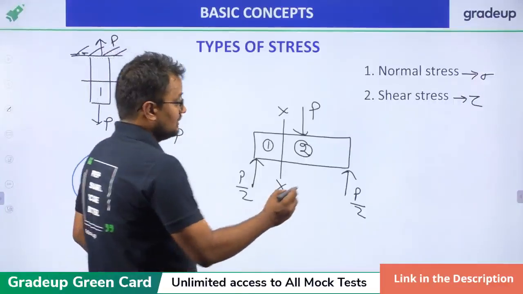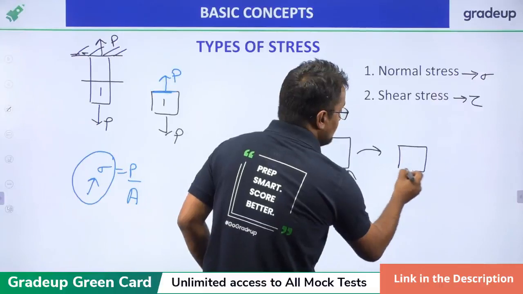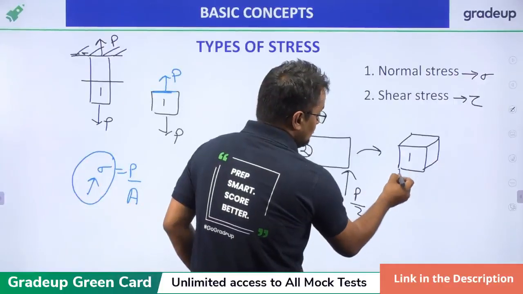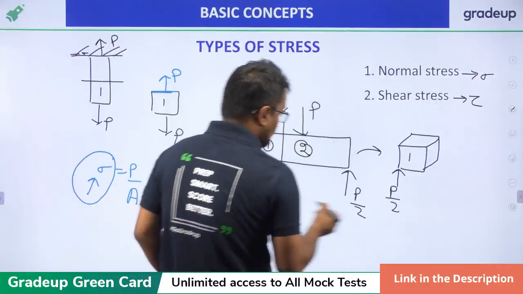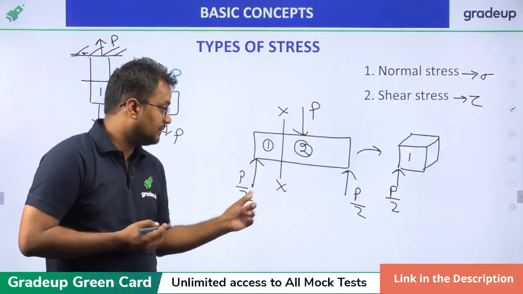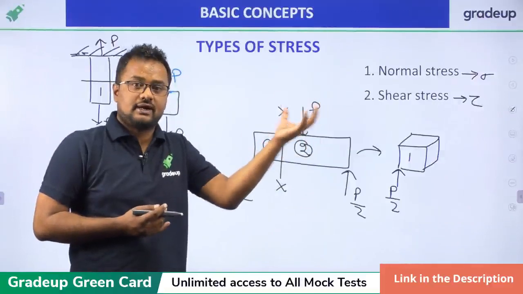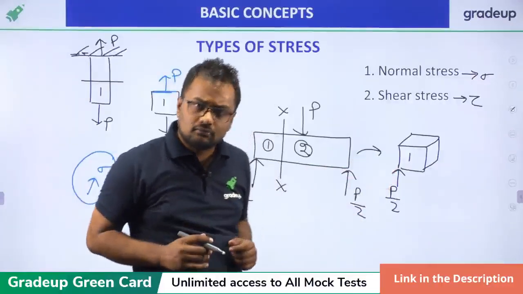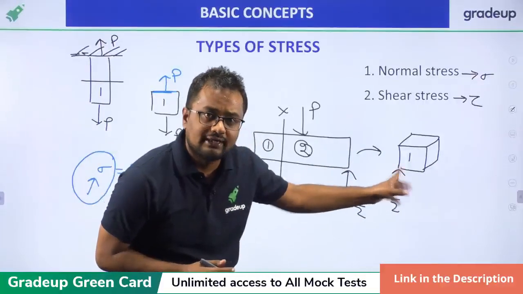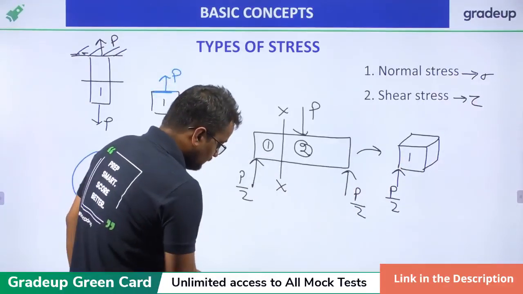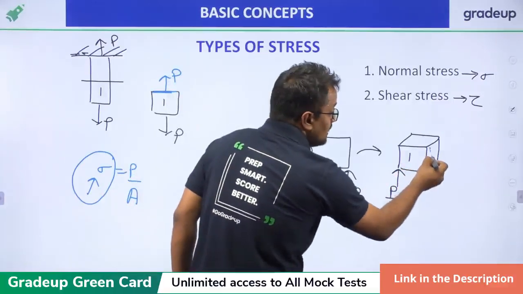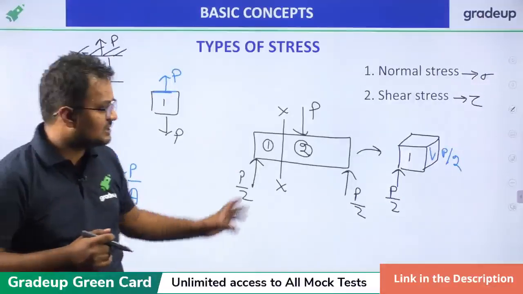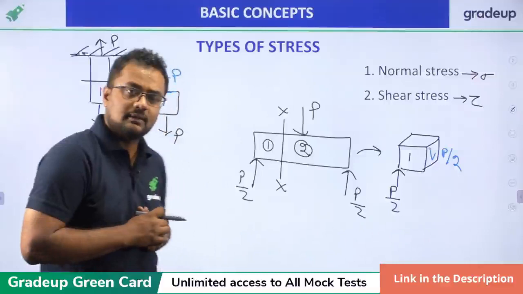Now, if I draw this one portion here, it is P by 2 force. Now, the whole body is in equilibrium, P by 2 force acting upward, total P force acting upward, and total P force acting downward, this body is in equilibrium, therefore, this small part must be in equilibrium. Therefore, is it in equilibrium right now? No, it is not. So therefore, there must be a P by 2 force acting downward. Definitely, there will be some moment consideration also that we'll see in coming classes.